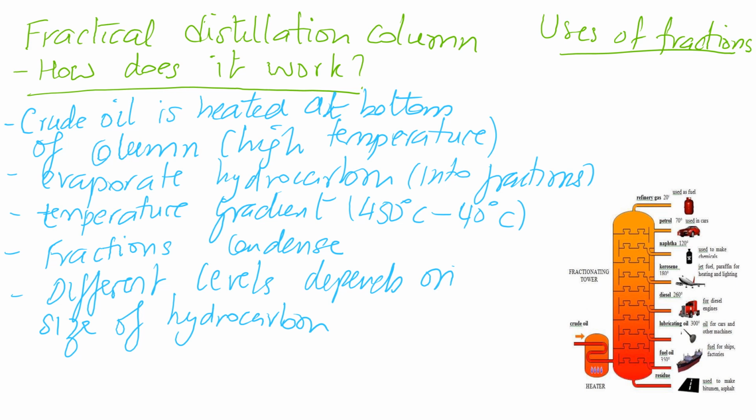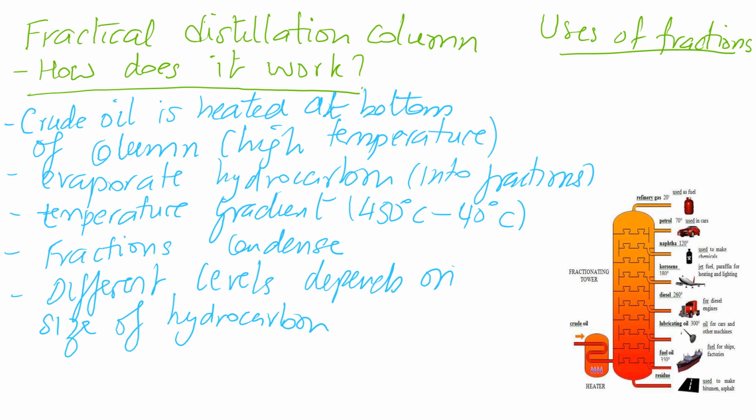There's a temperature gradient going from 450 to roughly 40. If you're making refinery gas, then it can go down to 20 degrees. Fractions are condensed at each level, so they're cooling down and condensing. And you will notice at each level that different sizes of hydrocarbons can be collected. So at the bottom, you've got the road tarmac, bitumen. At the top, you've got the LPG, the camping gas.